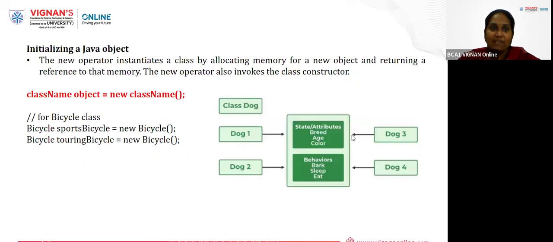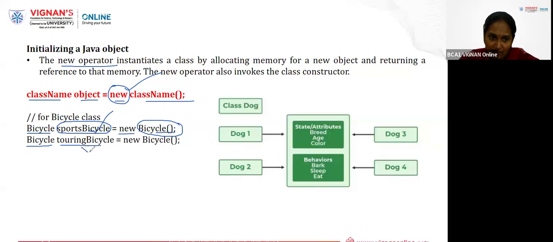Right. And coming to initialization of an object, how can it be done? We use the new operator. How do we write it? Class name, object, new class name. This is the new operator. With this new operator, we can create the object. Right. Now, here you can see Bicycle is my class name. My object name is sportsBicycle, new class constructor. Here it is called the class constructor. Bicycle is the class name. Sports bicycle is one object. Touring bicycle is another object in the Bicycle class.